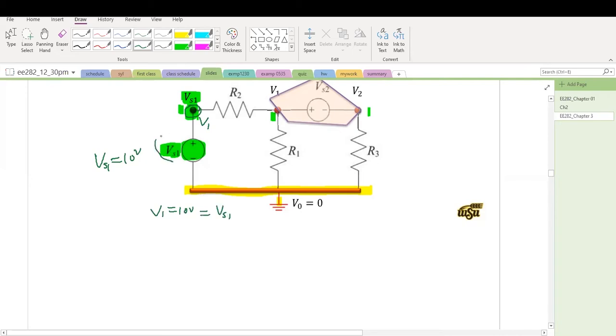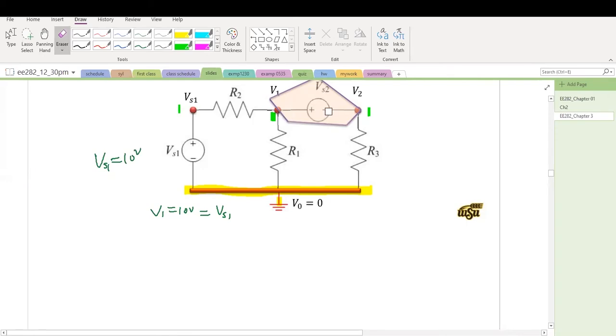So look, this is a notation here. This is the voltage on the source Vs1. This is the voltage on the second source Vs2. The voltage V1 here equals Vs1. It does not mean that this node is Vs1. This node 1 and this node 1 should not be the same.